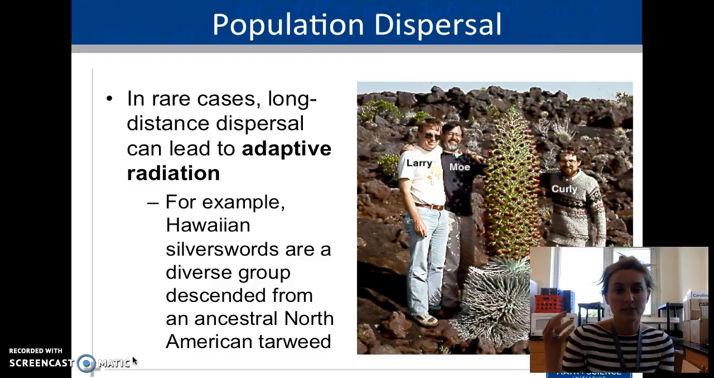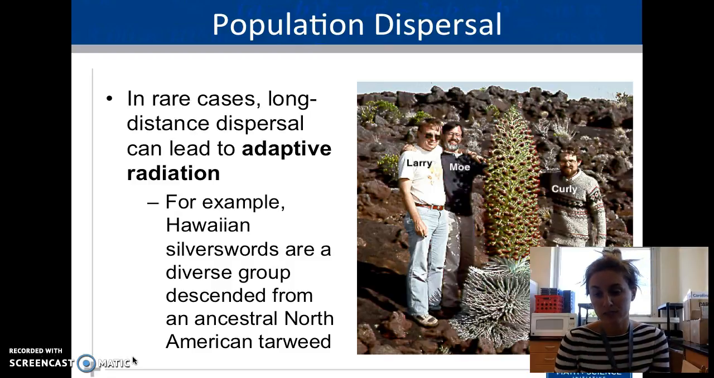In rare cases, what we'll see is that dispersal will create a totally new species. Long distance dispersal can lead to adaptive radiation, which is basically organisms adapting so far away from their original species that they become a new species, and we'll talk more about that in our evolution unit.